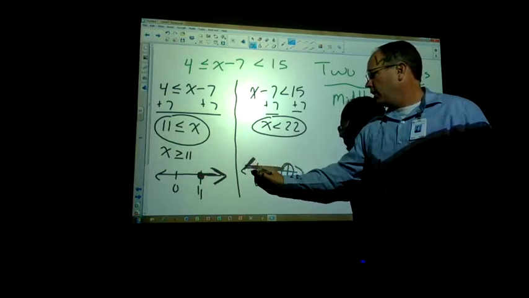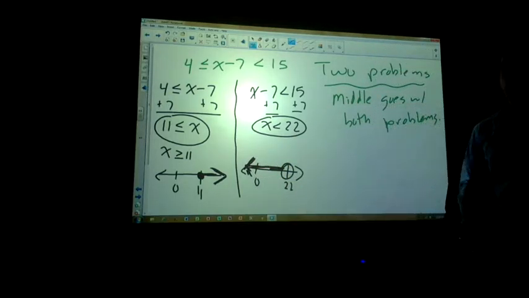Okay, hang on. Let's pause for a sec. I want to make sure we backfill any spots. So we have one problem that makes two problems. The middle goes with both problems. Is everybody with me up to that point? Yes, sir. So we're good here, and we're good here.